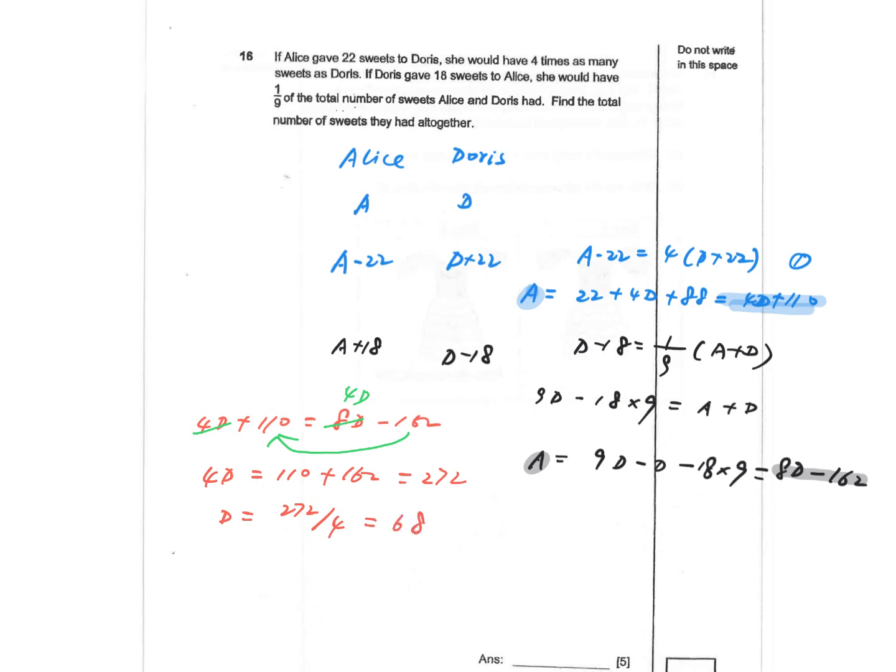Okay, and if we substitute this D value into this expression, we should be able to get A equals 8 multiplied by 68 minus 162. The answer is going to be 382. So the total amount of sweets Alice and Doris had altogether, in this case, is going to be D plus A equals 68 plus 382. That is 450. Okay, that's the answer.